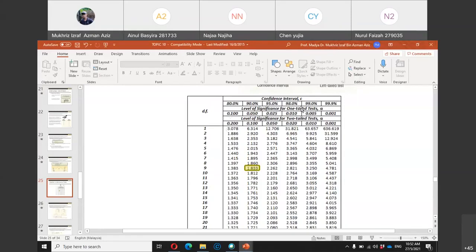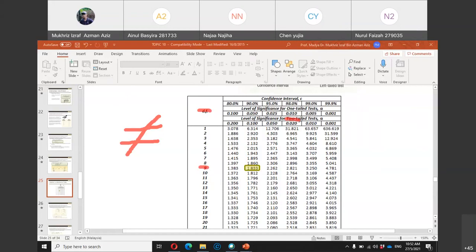Because in your H1 you put the not equal to sign, you want to test the difference. Is there any difference? Difference means you are doing a two-tail test. Two-tail test, and then your degrees of freedom you decide to be 9, which you obtain by N1 plus N2 minus 2.